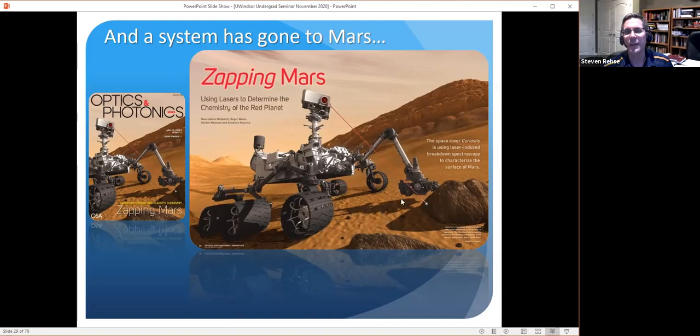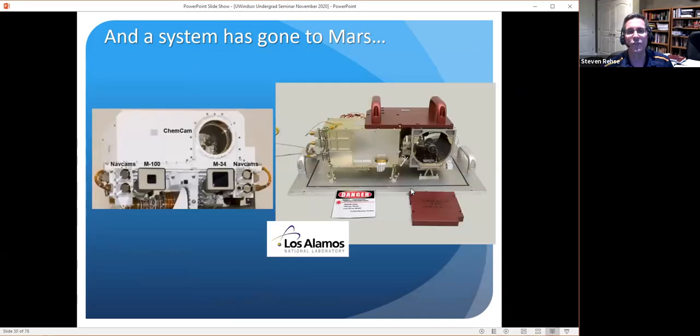LIBS is the only one that is able to make analysis at distance, which is good because the rover does not actually move that much. And for it to be able to move its masthead around and shoot at targets is a big, big advantage.